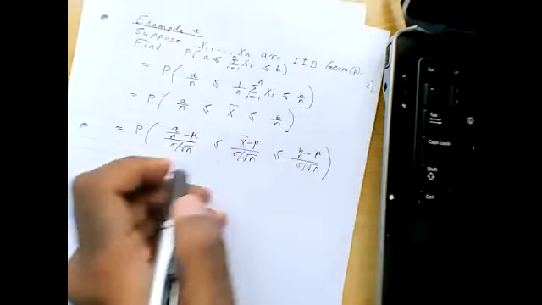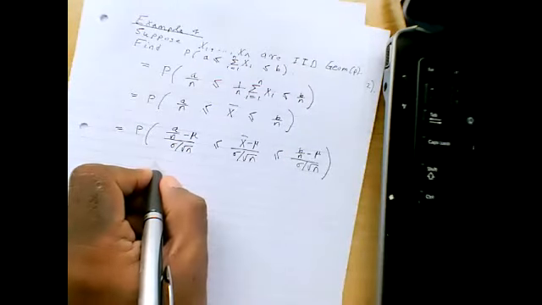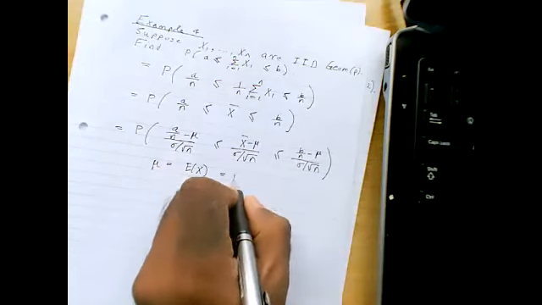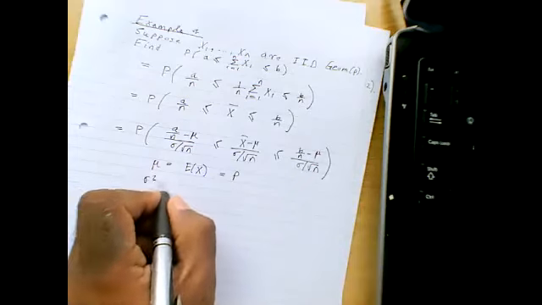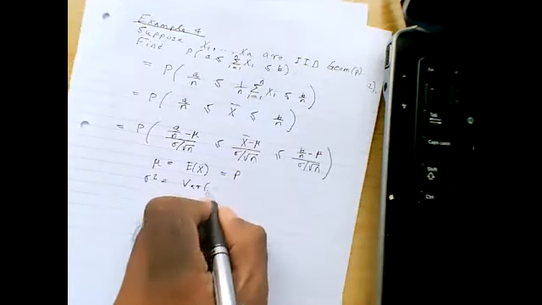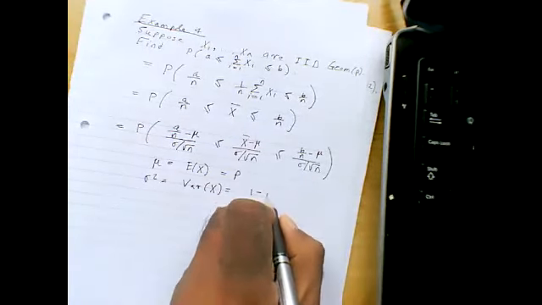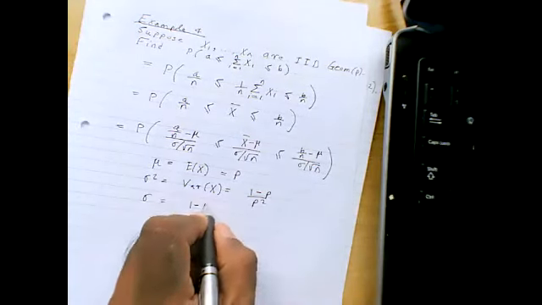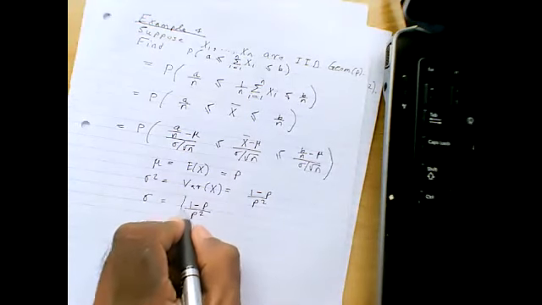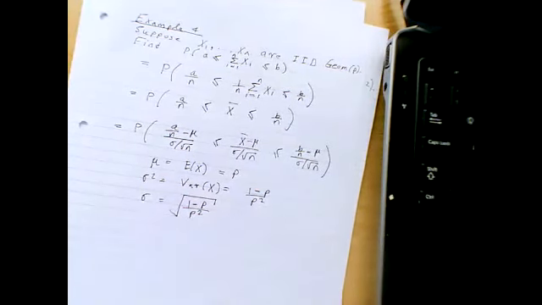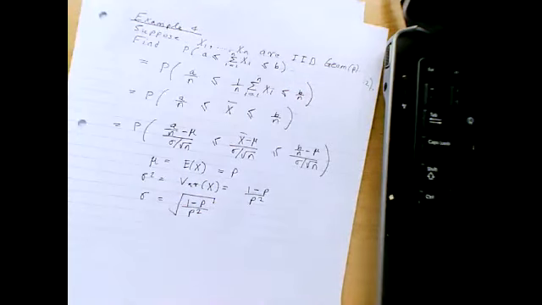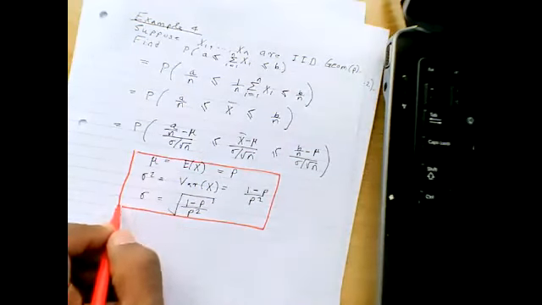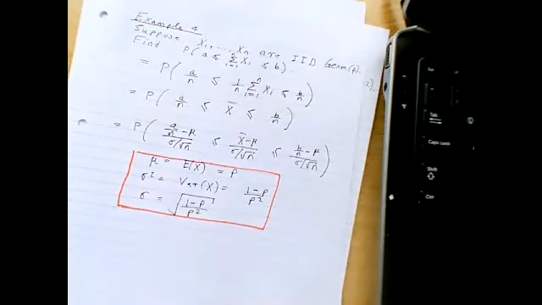Now for the geometric distribution, I don't know whether you know that mu, the expectation of x, is equal to p, and sigma squared, the variance of x, is equal to 1 minus p over p squared. So sigma is equal to 1 minus p over p squared, the whole thing square root. Let me put this in a box.